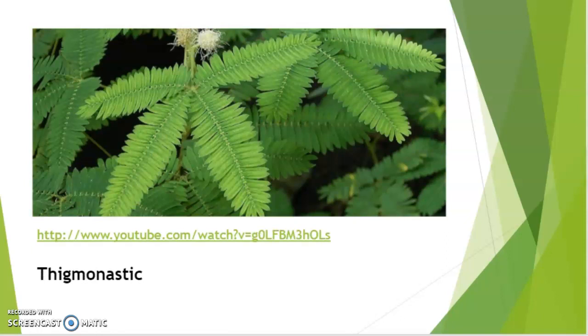So this is a second example, and this is in the mimosa. Again, I want you to think about what's the adaptive advantage of the response when you watch the video. And just as we've talked about with other orientation responses, they have a prefix. So the prefix for this one is thigmonastic because it's a response to the stimulus of touch.